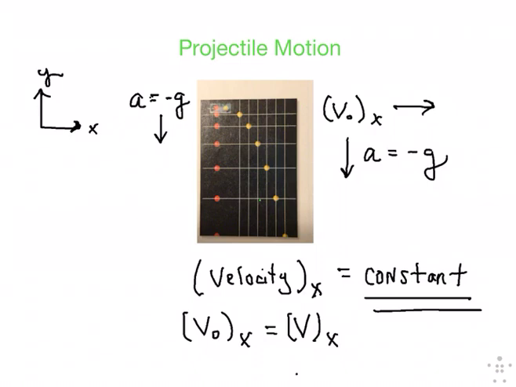Now that is not necessarily true in the y direction. And we're going to show you using the equations that we created last section when we were talking about rectilinear kinematics. We have constant acceleration equations. Those constant acceleration equations are clearly going to be used here in projectile motion because that's exactly what we have: acceleration due to gravity is constant.